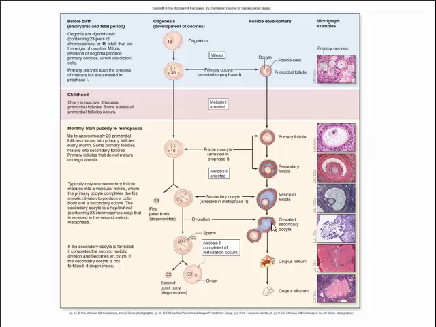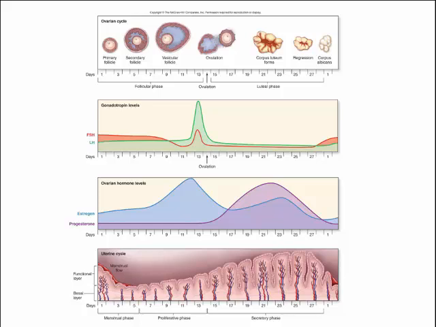And of course, in the meantime, after ovulation, the follicle develops into a corpus luteum, which then degenerates into a corpus albicans. We'll take a brief look at the hormonal changes that correspond to the female cycle.